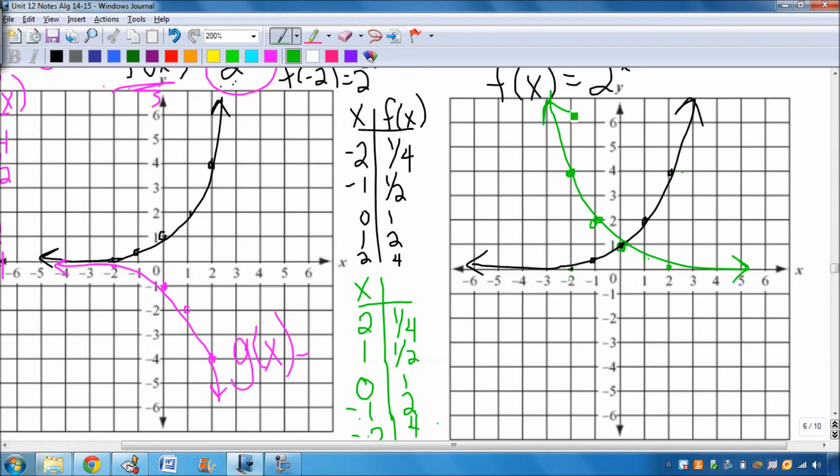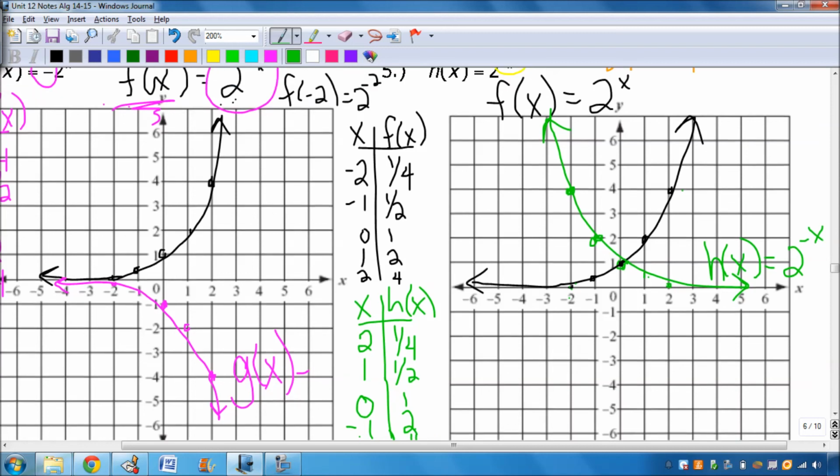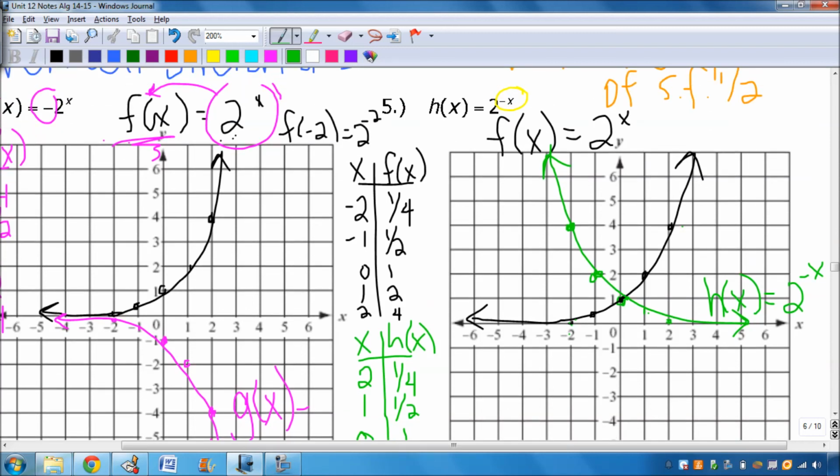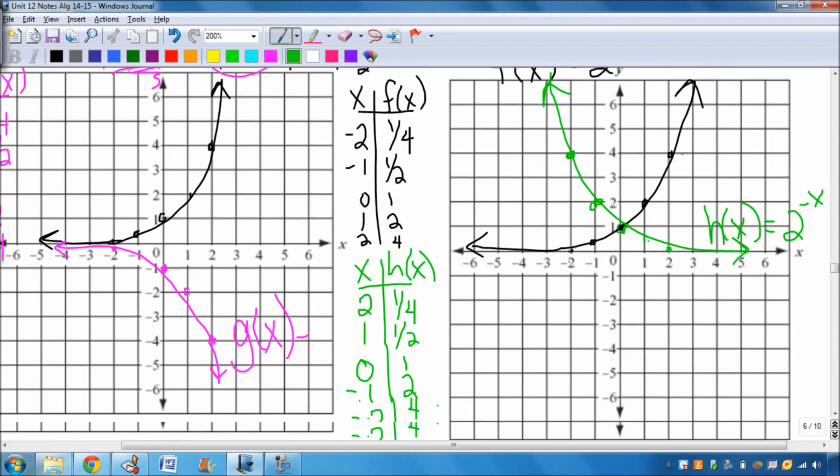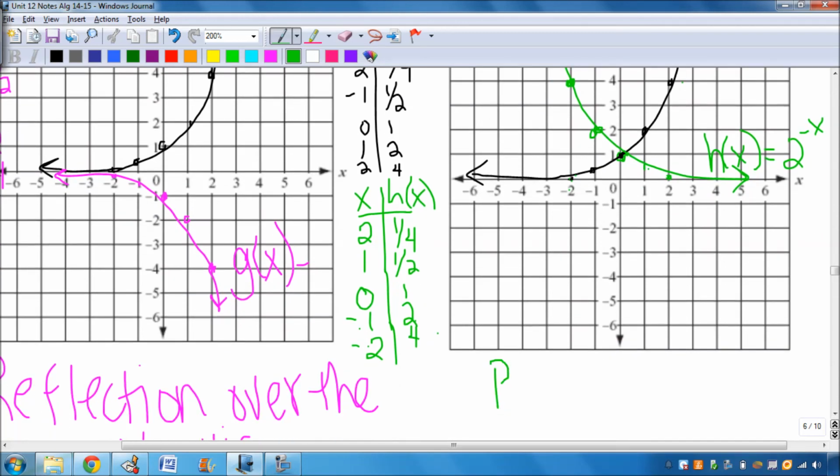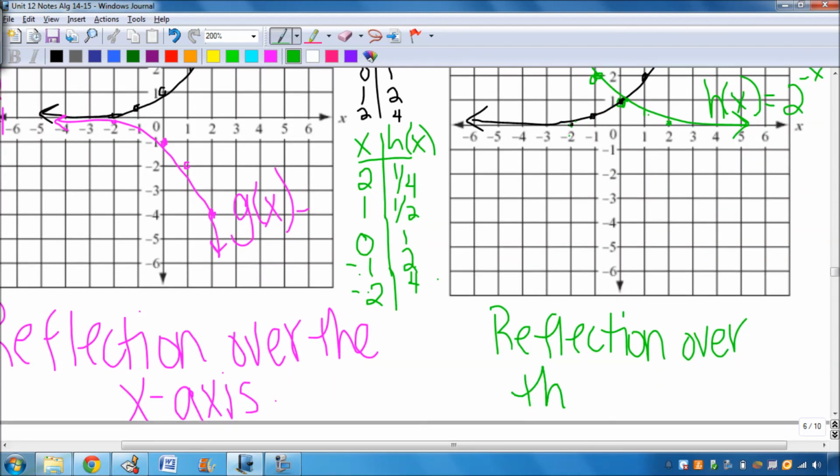Okay? So this is, sorry, we forgot to put h of x there. h of x equals 2 to the -x power. Now, this should make sense to you. Well, first of all, let's write down that this is a reflection over the y-axis. All right?